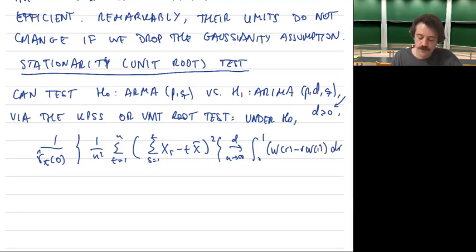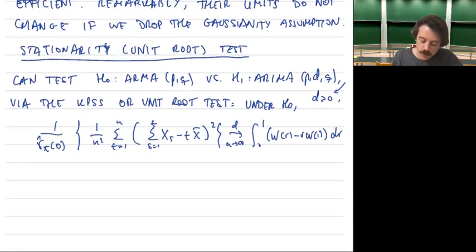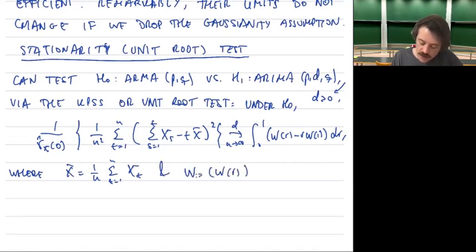dr. Okay, and so where x bar is 1 over n of the sum, so just the usual average of the values, and W_r, with r in 0, 1, is the standard Brownian motion. Yeah. Okay.